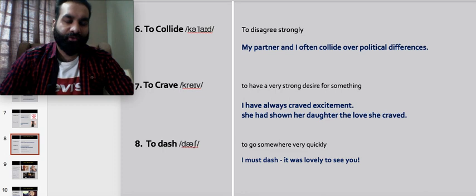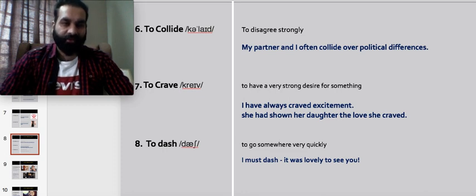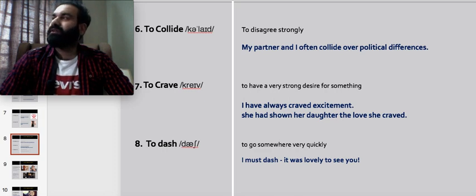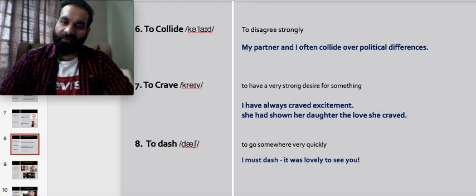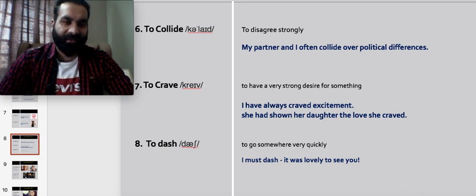Move on. To crave. The seventh word is to crave. If you have these words added into your dictionary or your repertoire or your knowledge, I bet you will be able to speak well and you will be able to score high in your IELTS. To have a very strong desire for something is basically to crave.